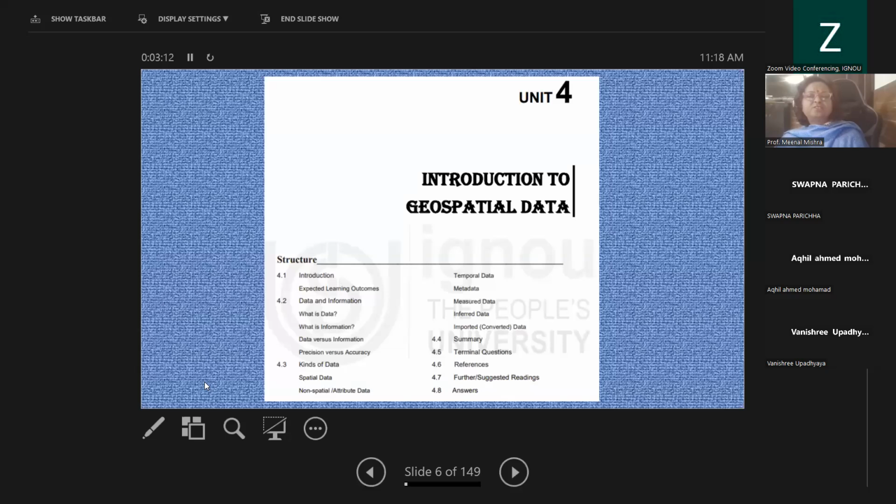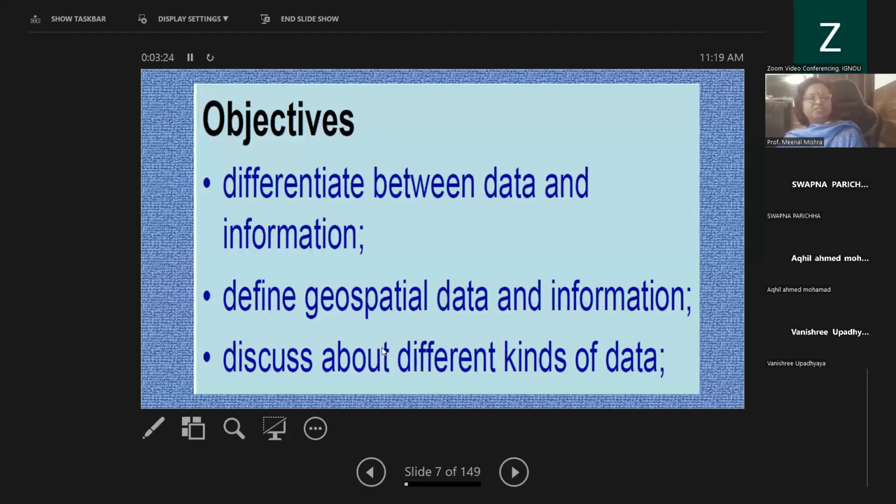Fine. So this is your unit 4, that comprises data, information, precision, accuracy, and kinds of data. The objectives of this particular unit are that you differentiate between data and information, and define geospatial data and information. And then we will also discuss different kinds of data.